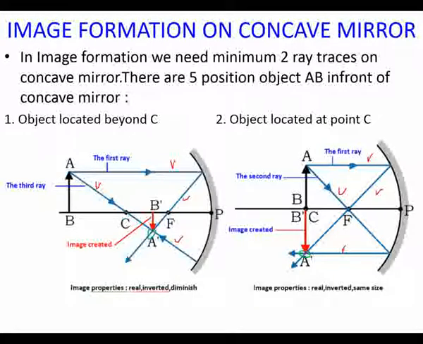Because the image is created by the intersection of two reflected rays, this image is a real image because it is located in front of the mirror. And the image is inverted. And as we can see, the size of the image is the same as the size of the object.